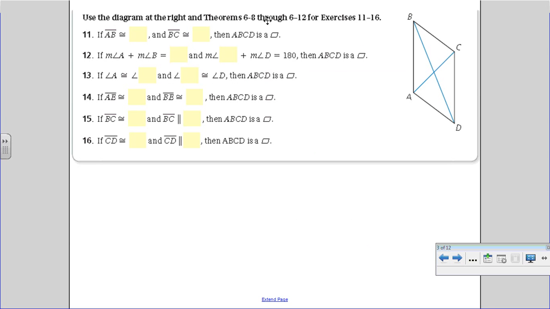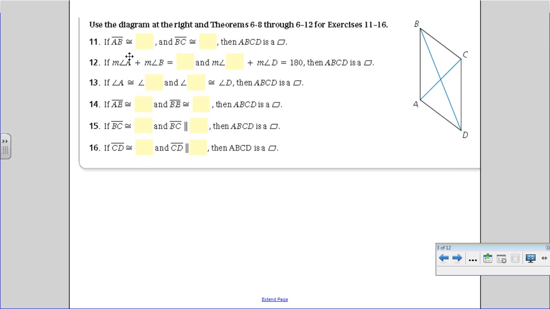So, using the diagram at the right and theorems that we just talked about, if AB is congruent to DC, that's the opposite side, and BC is congruent to AD, then we know that this is a parallelogram. If angle A plus angle B is equal to 180 degrees, and angle A and angle D is equal to 180, then this indeed also is a parallelogram.